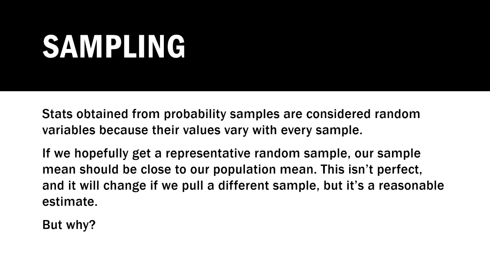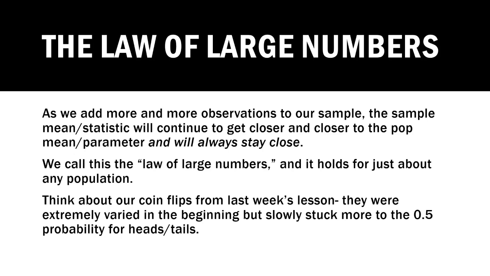But why? This is when we start talking about the basis that statistics is based on: the law of large numbers. The law of large numbers sounds complicated, but it's going to be pretty simple. As we add more and more observations to our sample, the sample mean or statistic will continue to get closer and closer to the population mean or parameter and will always stay close. It won't just massively deviate. That's what's called the law of large numbers, and it holds for just about any population.